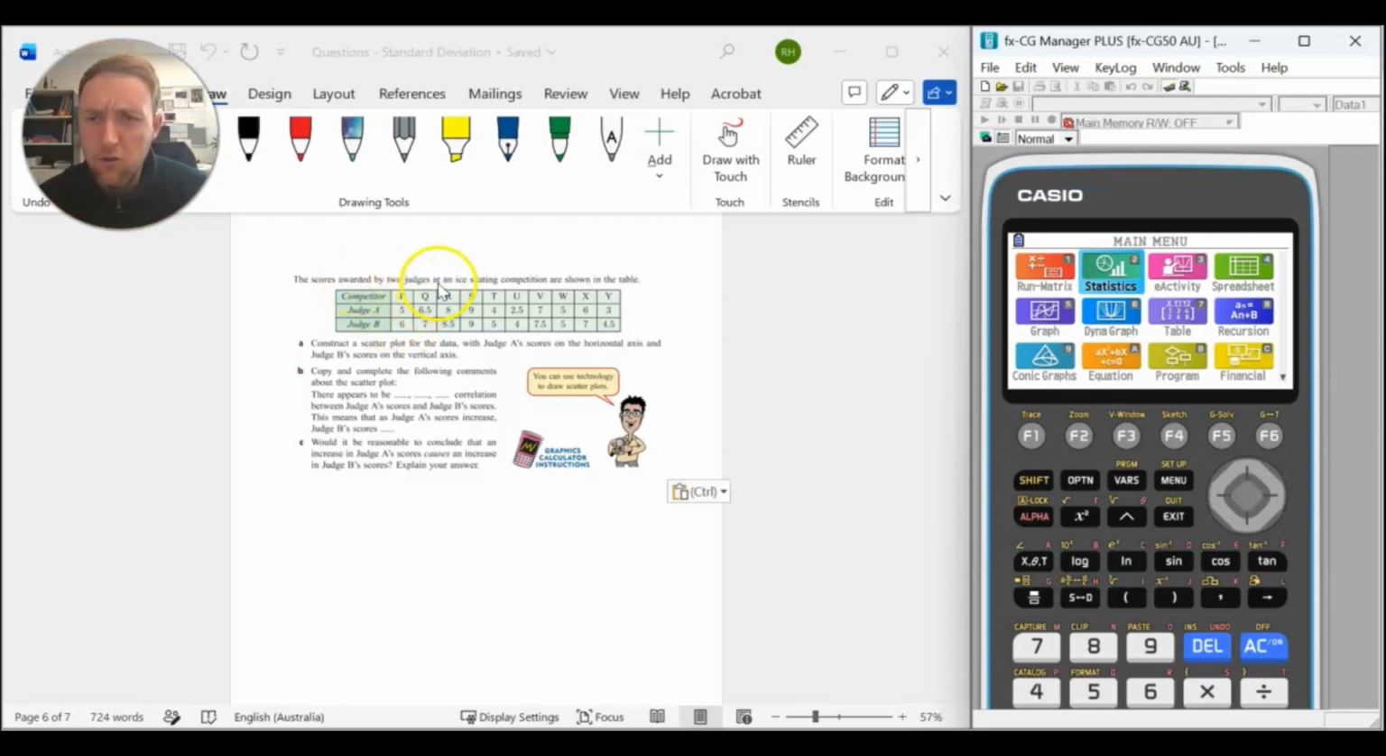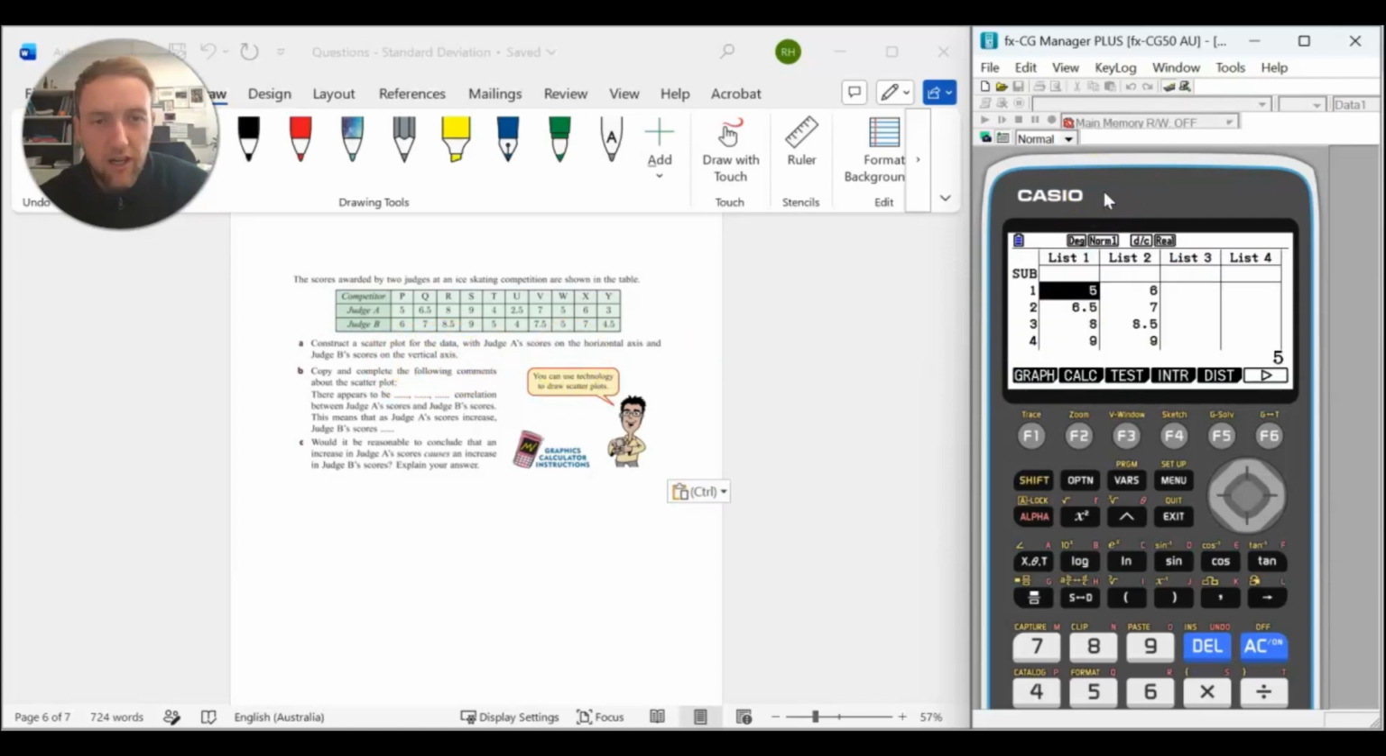The scores awarded by two judges in an ice skating competition are shown in the table. We've got Judge A, all the scores that they gave out, and Judge B and all the scores they gave out. Then there are our competitors here. We've just randomly assigned them a letter for anonymity's sake. The first question is: construct a scatter plot with Judge A's scores on the horizontal axis and Judge B's scores on the vertical axis. So we jump over to our trusty Casio calculator and we put the data in.